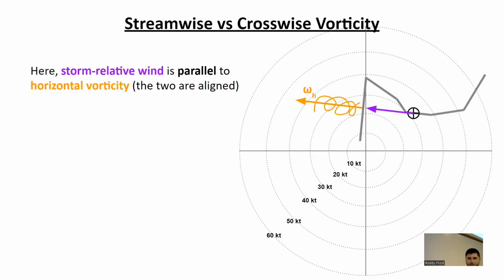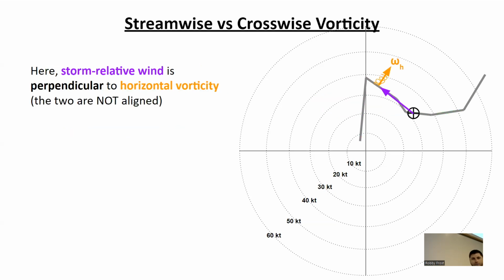For this first example, the horizontal vorticity and the storm-relative winds are parallel to each other. They're aligned. Does anyone know what this is called? Streamwise vorticity, exactly. Both are aligned such that inflow essentially takes on that helical trajectory associated with the vorticity. This is the most efficient way for mesocyclone generation. We'll talk a little bit more about the details for that.